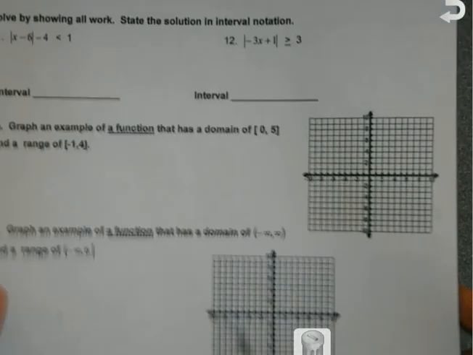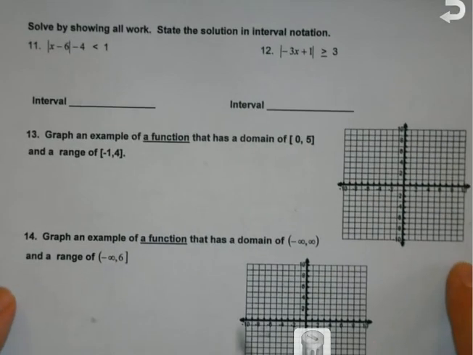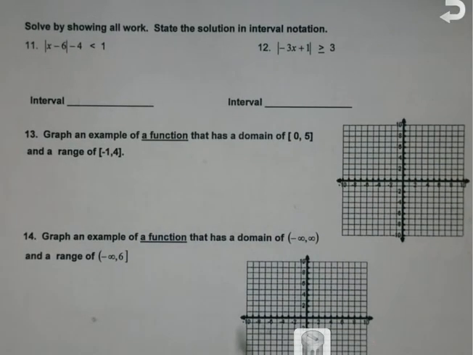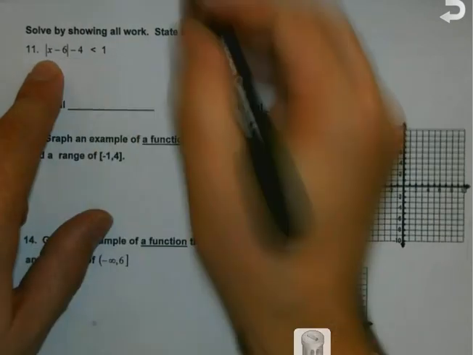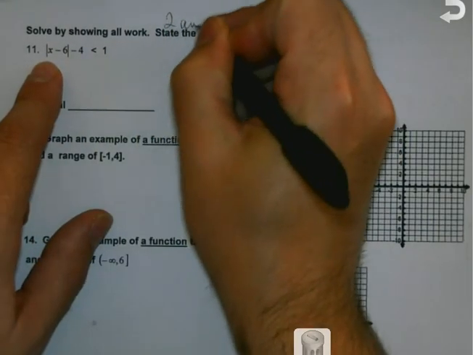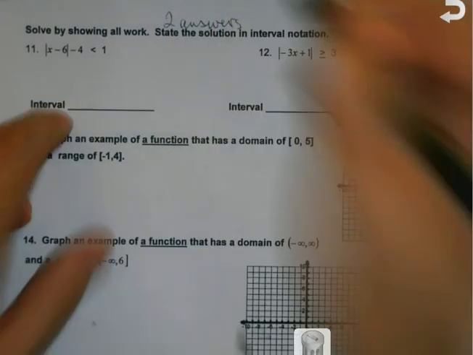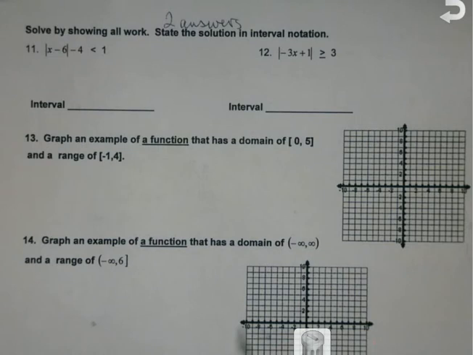So we'll flip over. Okay, solve by showing all work. State the solution in interval notation. These are absolute value. There are going to be two answers. Do not just solve what's there. You'll drive me insane.